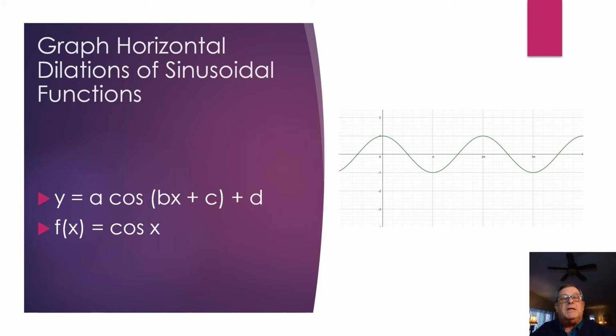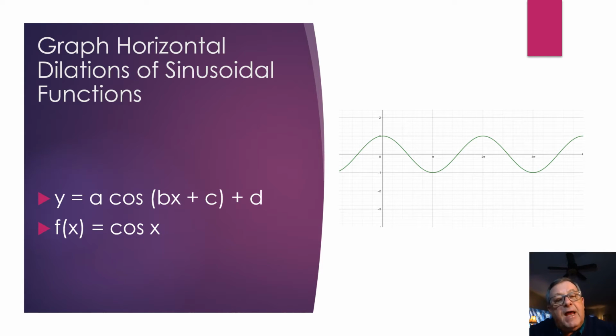Still considering sinusoidal functions. Previously we looked at transformations of sinusoidal functions that deal with the amplitude. And now we're going to take up horizontal dilations. Let's look first at this basic function equation, where we've got y equals a times the cosine of (bx plus c), which is in parentheses, plus d.